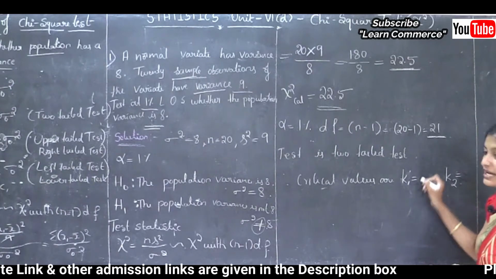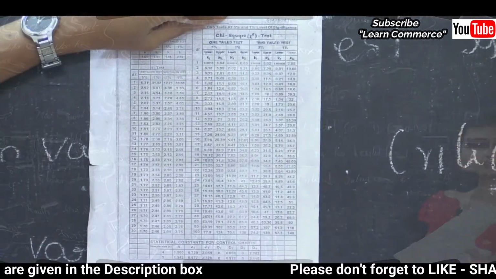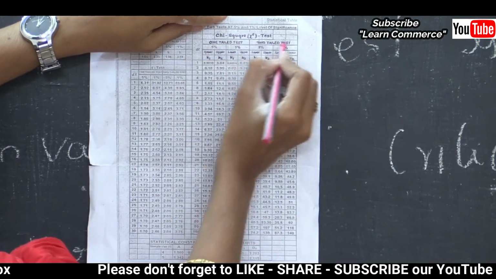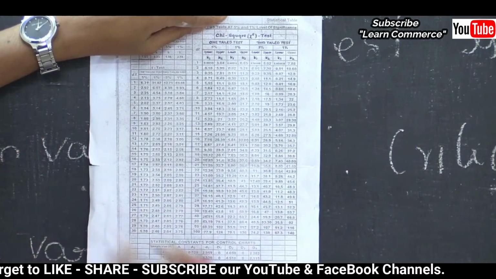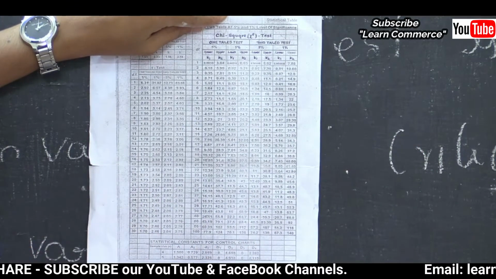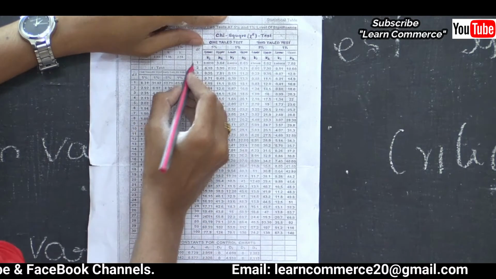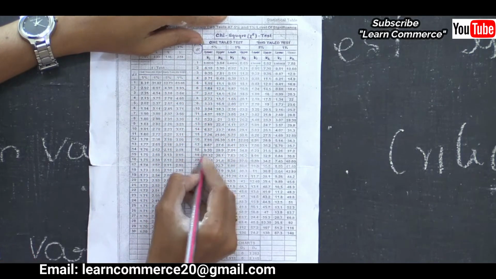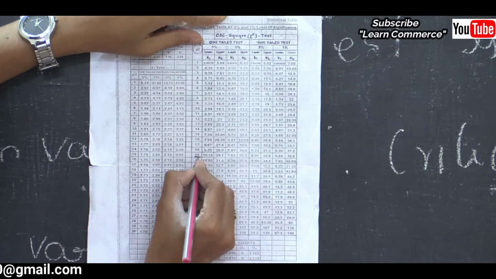Let me show that using the statistical table. See, this is the chi-square test table, and here are the degrees of freedom. So how to find the degrees of freedom? That is n minus 1. Here n is 20, 20 minus 1 is 19. So find that value here. See, this is degrees of freedom, find 19 here. Okay, in this problem the degrees of freedom is 19.